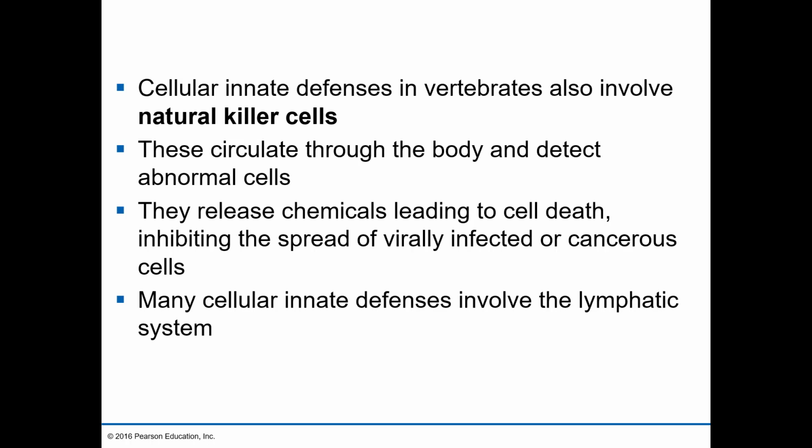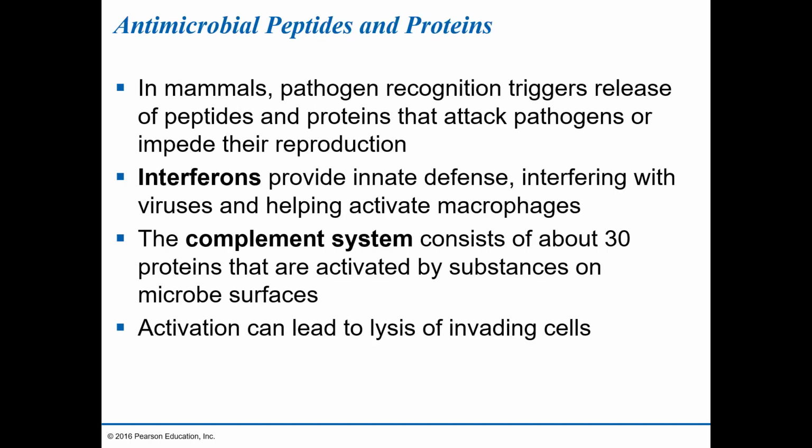In our bodies, there are oftentimes cancerous cells, which are cells growing out of control, that would be the definition of that. And these natural killer cells help reduce the rate of that growth. In mammals, pathogen recognition triggers the release of peptides and proteins, and those will attack the pathogens or at least impede their reproduction. So at least they're not going to make more of themselves and grow.